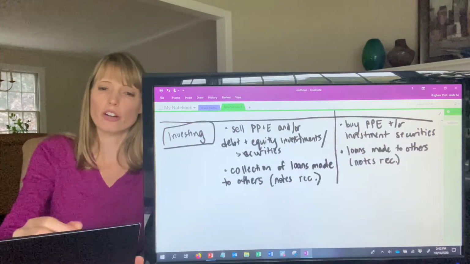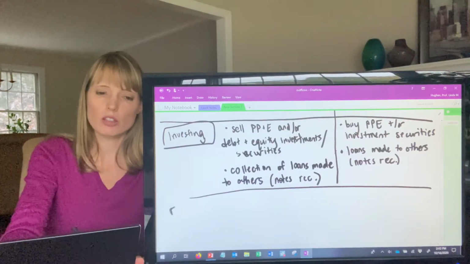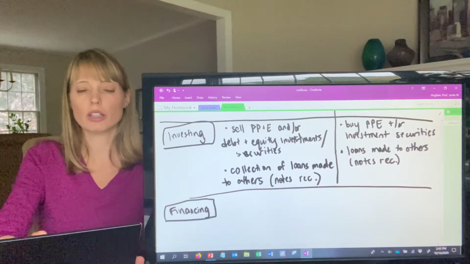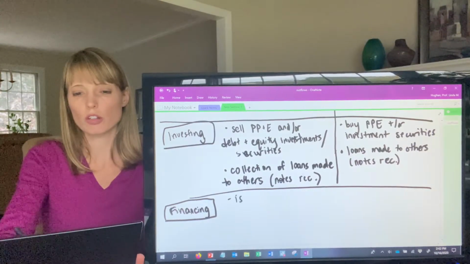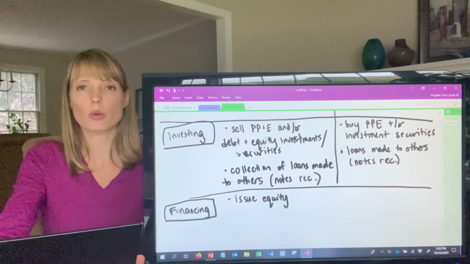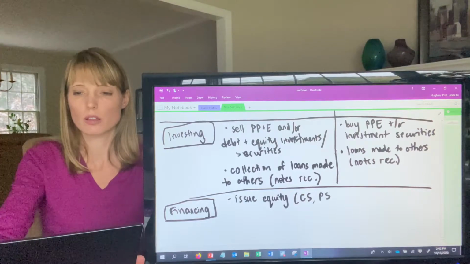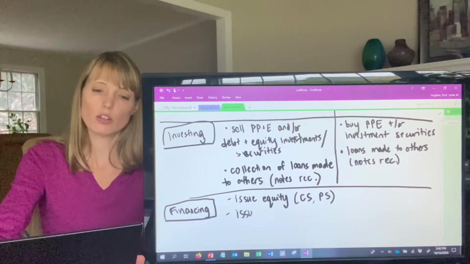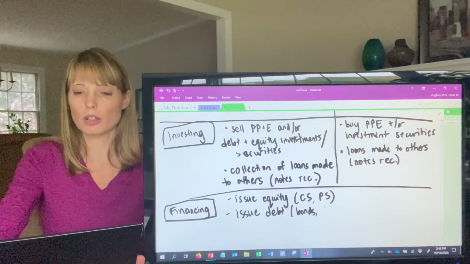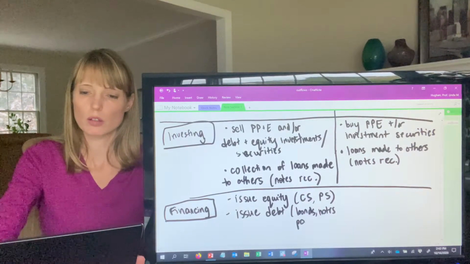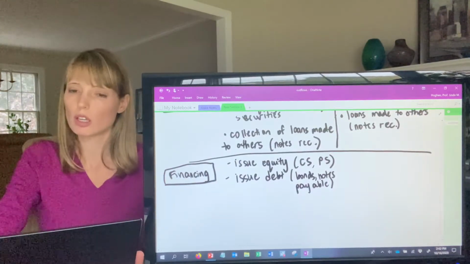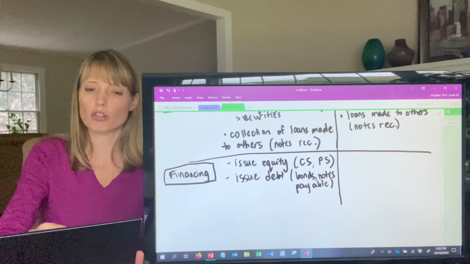And then finally, our third category or classification is the financing section. We would receive cash related in the financing section when we issue stock or issue equities. So common stock or preferred stock. If we issue bonds or issue debt, bonds or notes payable, which are simply loans, we would receive cash and classify that in the financing section. And that's it for how we can receive cash related to financing.